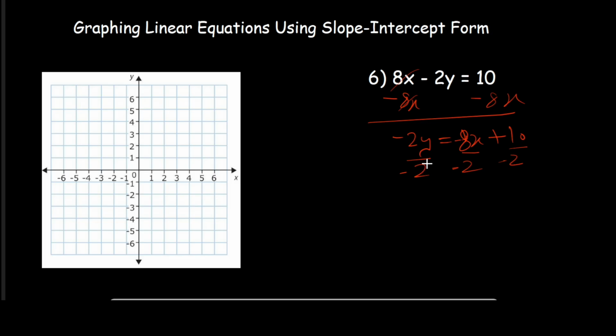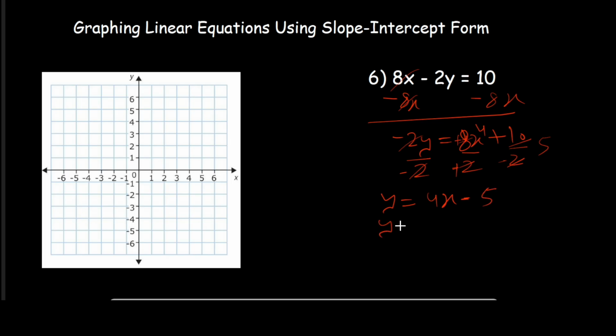So here negative 2 and negative 2 will cancel out. So y equals, this negative and this negative will cancel out, and 2 times 4 times 2 is 8. So here is 4x, and here we have 5 times 2 is 10, so we have -5. So this is the form.